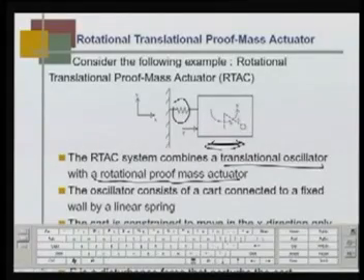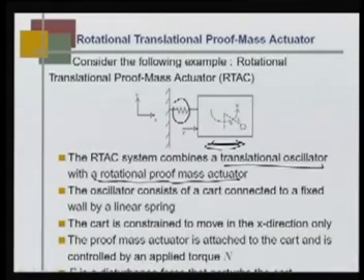With a rotational proof mass actuator, so this is rotation. The oscillator consists of a cart connected to a fixed wall by a linear spring. The cart is constrained to move in the x direction only. The proof mass actuator is attached to the cart and is controlled by an applied torque N. F is the disturbance force that perturbs the cart, which gives a disturbance input.